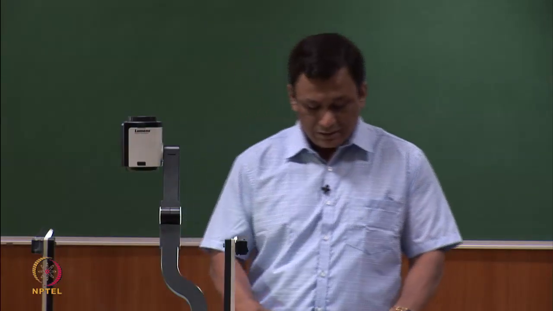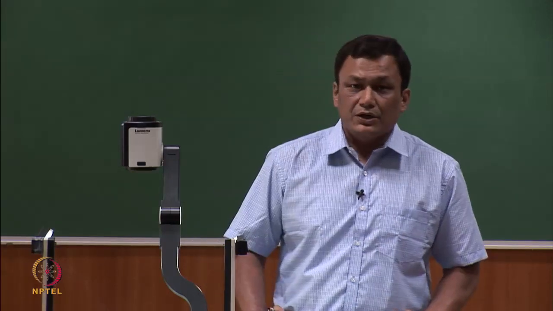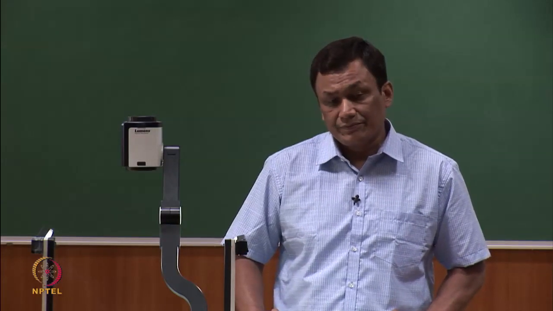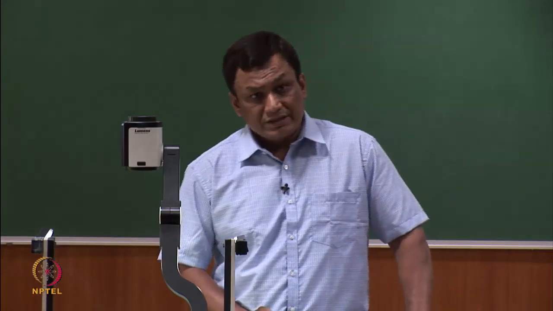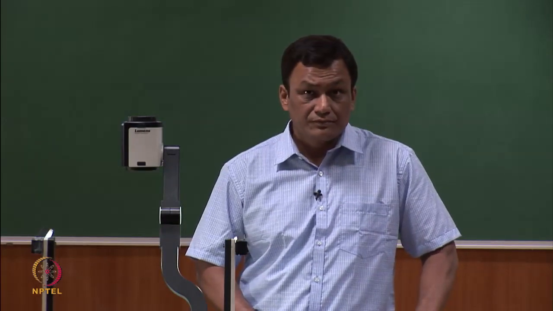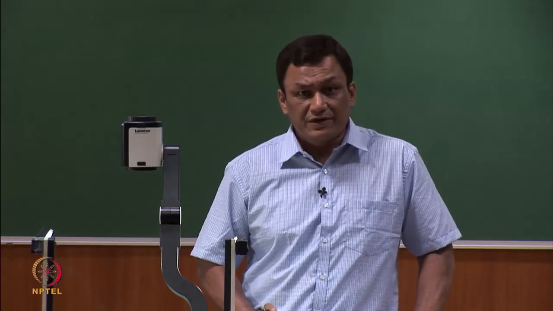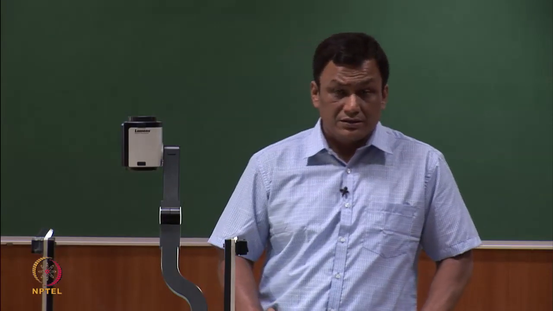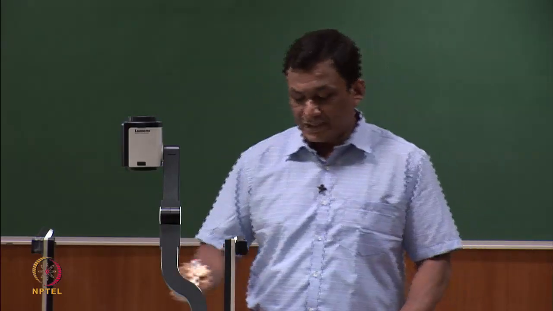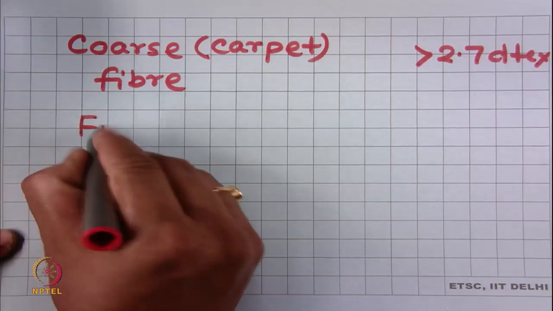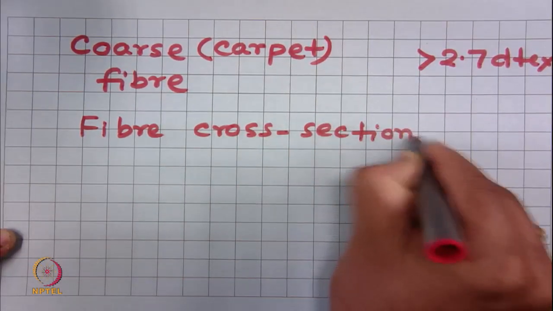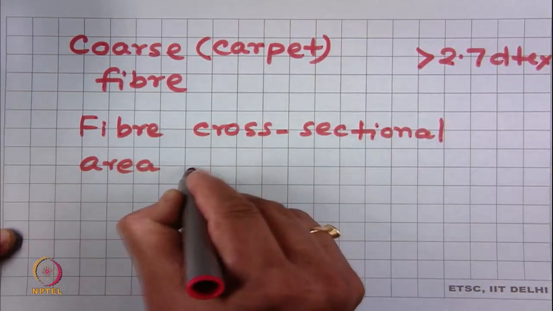Now, you have probably noticed that so far we talked about a typical fiber. We did not tell about the cross section of this fiber. We have never mentioned that the scheme of the fiber was considered to be cylindrical. So, it was a very general fiber. Now, this general fiber has a cross sectional area which we consider S.